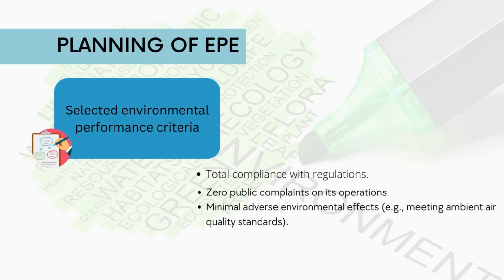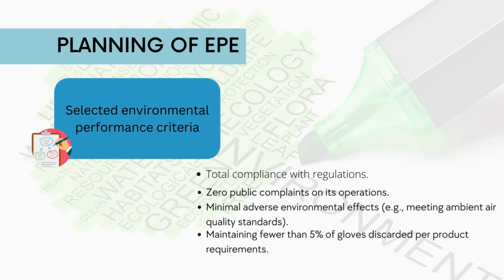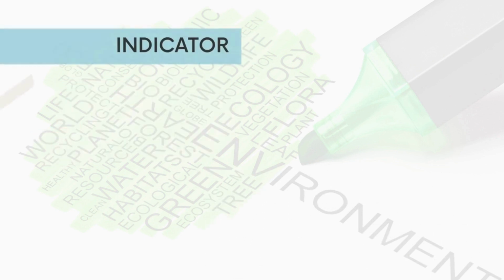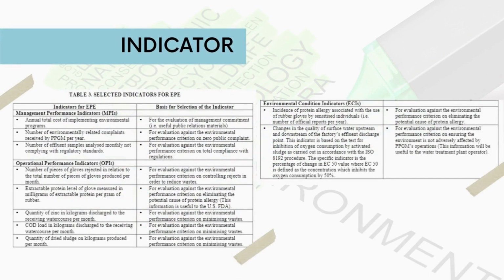Thirdly, minimal adverse environmental effects, for example meeting ambient air quality standards. Fourth, maintaining fewer than 5% of gloves discarded per product requirements. Lastly, maintaining gloves with less than or equivalent to 0.3 mg extractable protein per gram of rubber. The table shows the chosen indicators of EPE of the study.